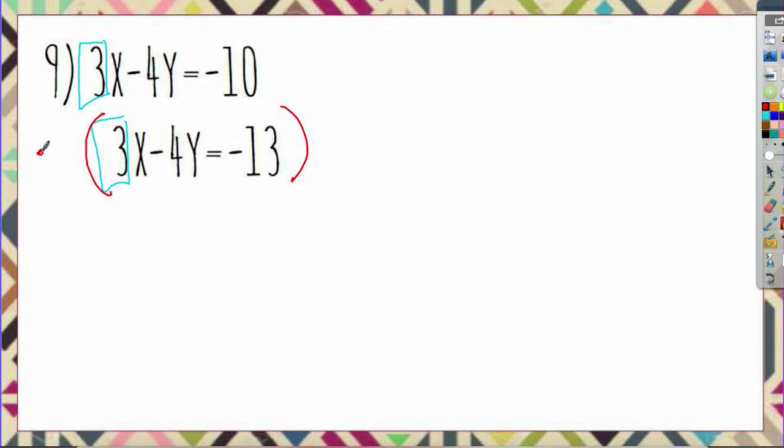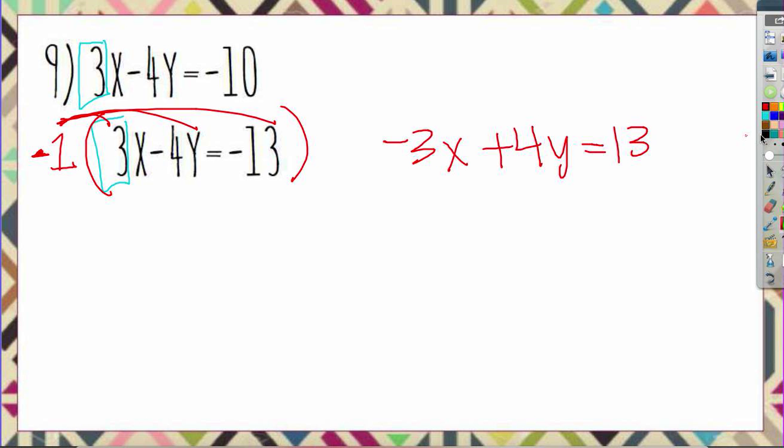Multiply by negative 1 has to be distributed to everything, even the constant. A lot of times students forget the 1 at the end there. So the bottom new equation is negative 3x plus 4y equals a positive 13. Top equation didn't change: 3x minus 4y equals negative 10.